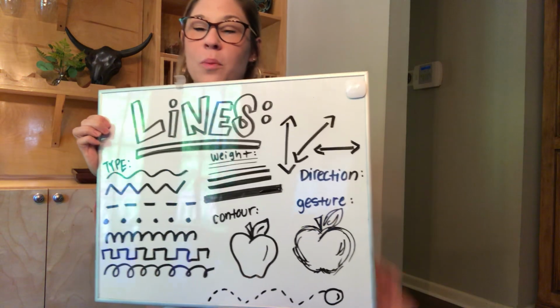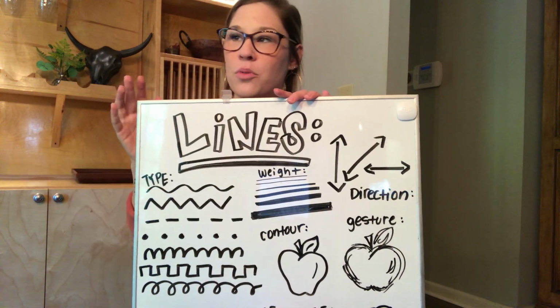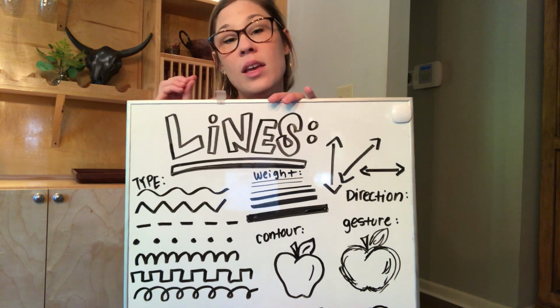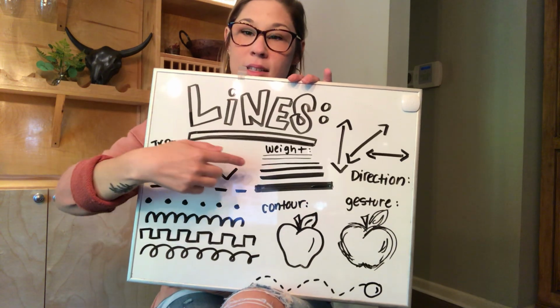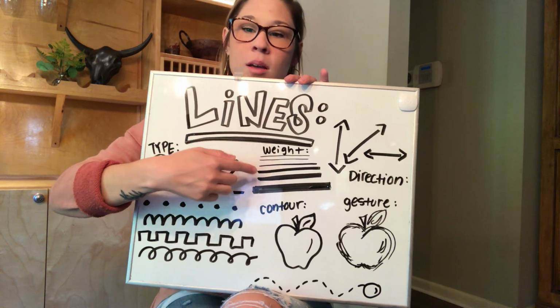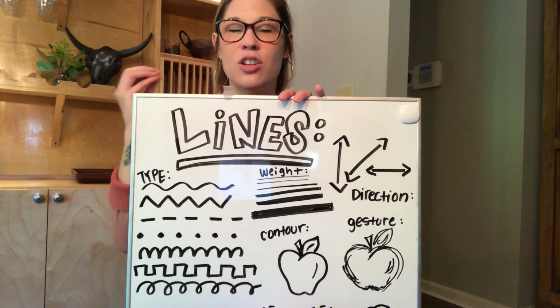There is also what is called the weight of a line. The weight of a line is talking about how thin or thick a line is. If a line is considered to have a light weight, then it's going to be a thinner line, like up here. Then medium weights, and then a heavy line is going to be a thick, dark line.